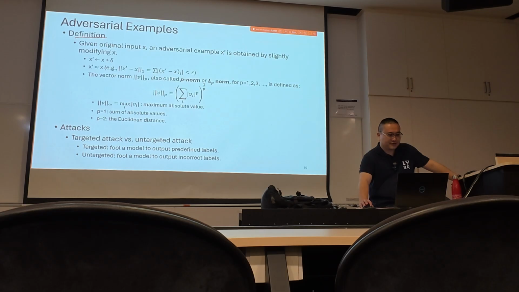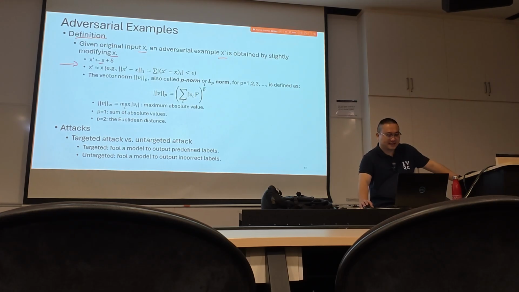So given the original input, for example, an image of a panda, what we want is to generate an adversarial example, x prime. And x prime is generated by slightly modifying x. So we want to generate a new panda image by slightly modifying the original panda image. And here's what we can do. Given the panda image, we just add a small noise. The small noise is denoted by delta. And then we get the new panda image.